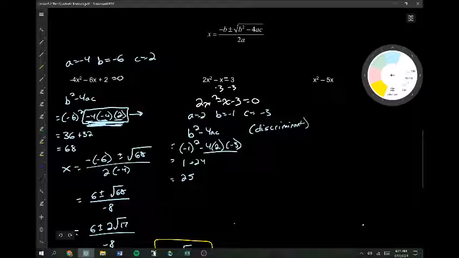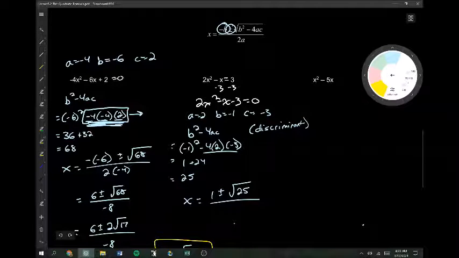Well, this is going to be really nice because 25 is a perfect square. So when I do the square rooting, it's really clean. So I have x equals negative b, and negative b is positive 1, plus or minus the square root of 25 all over 2 times a, and a is 2. But root 25 I can calculate. This is 1 plus or minus 5 over 4.